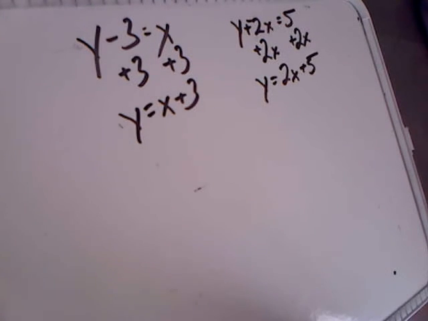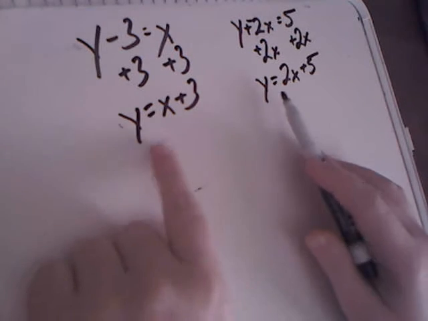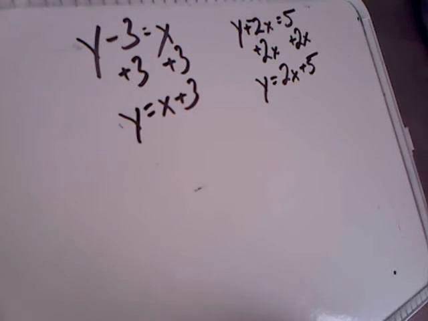Could you say y equals 5 plus 2x? Absolutely. But I'm going to write it in the more traditional way because that's more easily recognizable. That's step one. We're done with step one. We made the two equations equal the same variable.